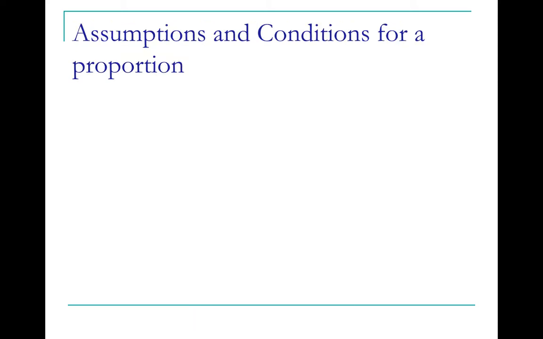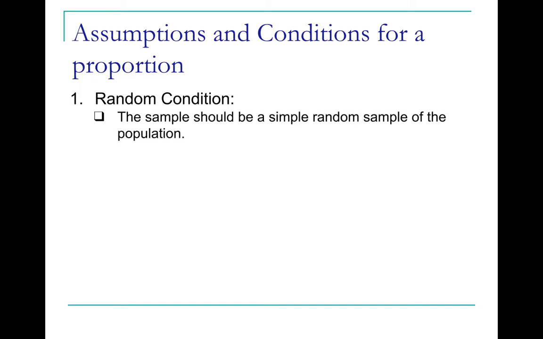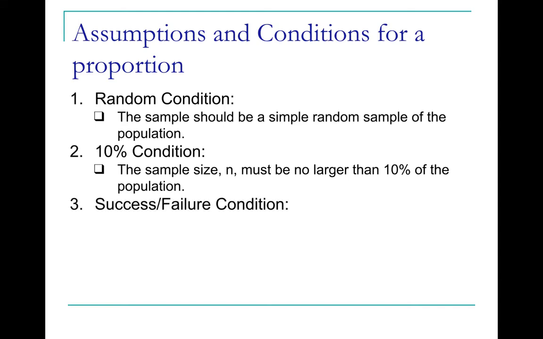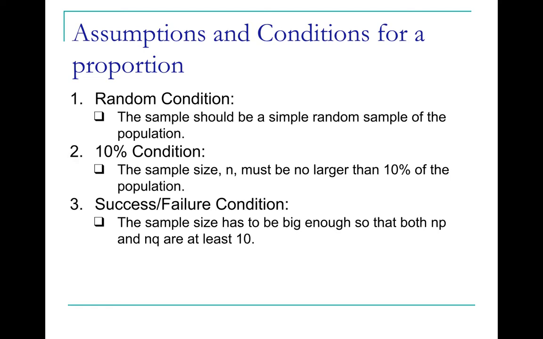There are assumptions and conditions for us to be able to use a sampling distribution model for proportions. The first one is the random condition, which states that the sample needs to be taken randomly. Then there's the 10% condition, which should look familiar. It states that the sample size n must be no larger than 10% of the population. And then there's the success-fail condition, which should also look familiar, which states that the sample size has to be big enough, so both NP and NQ have to be at least 10. So we need to expect at least 10 successes and 10 failures. And again, in order to use a sampling distribution model for proportion, you must check these conditions.